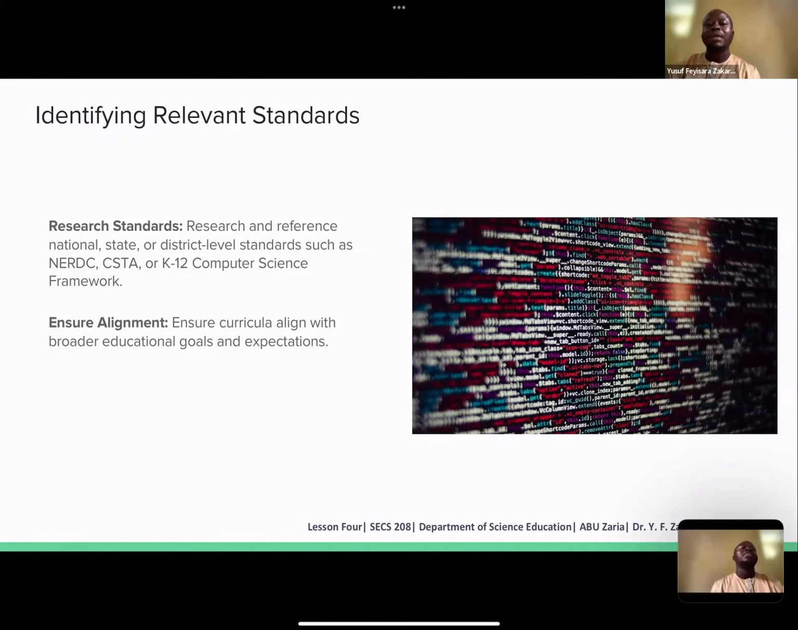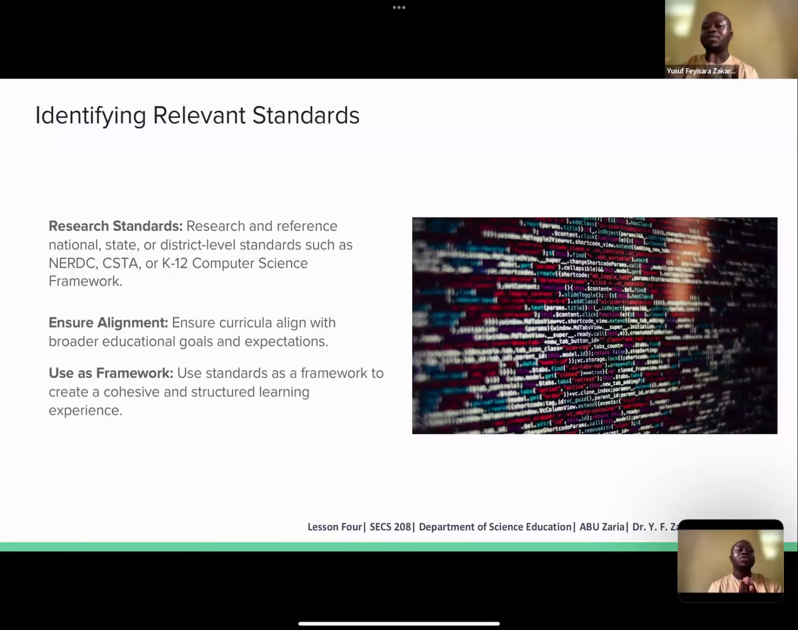So you need to ensure alignment, and then you need to use a framework. Of course, there must be a standard. Whether you're adapting from another country or you are revising your existing one, at least there must be this cohesive and structured learning experience which you target to create for your students. And what we ensure that is making sure that you use the standard as a framework.